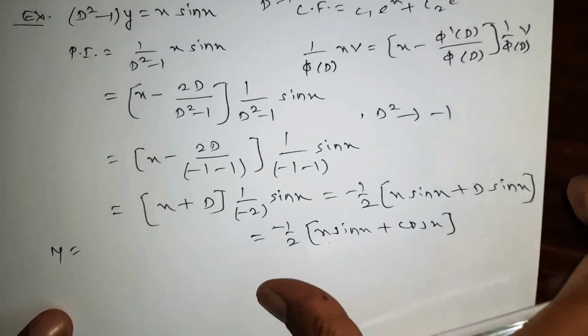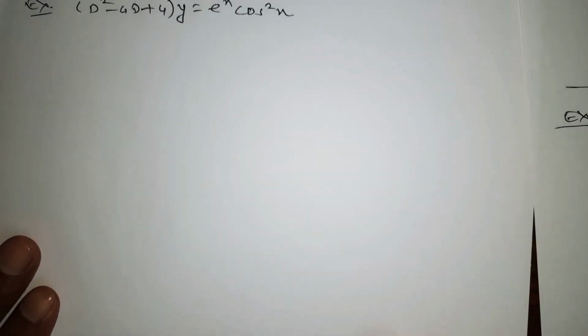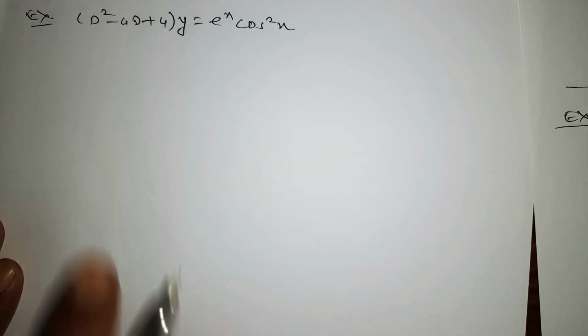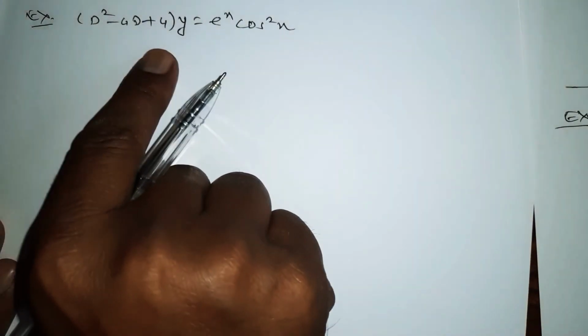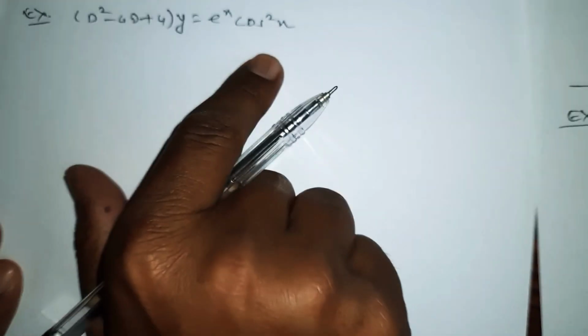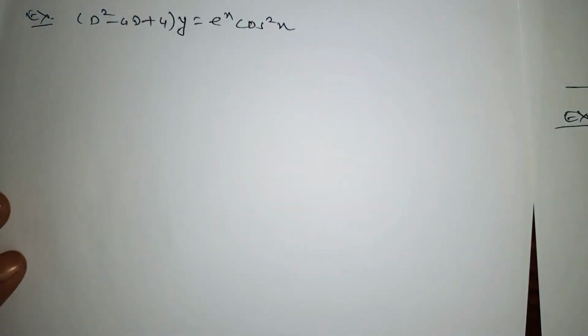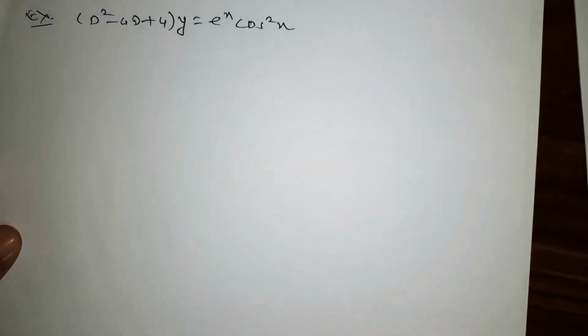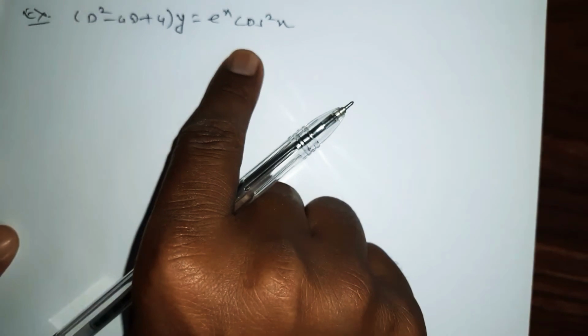Now let us solve one more problem. The example is D square minus 4D plus 4 operating on y is equal to e raised to x into cos square x. Cos square x, this is the term. Okay, let us find CF first.